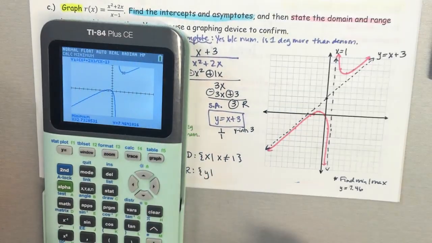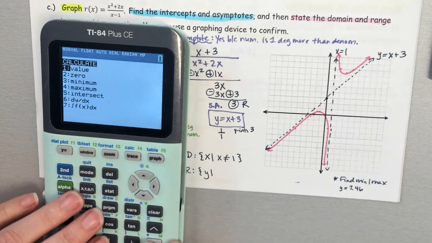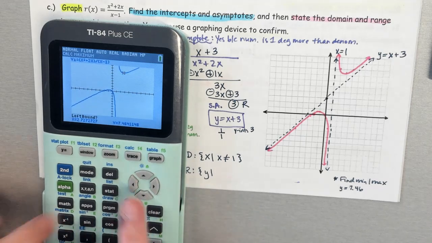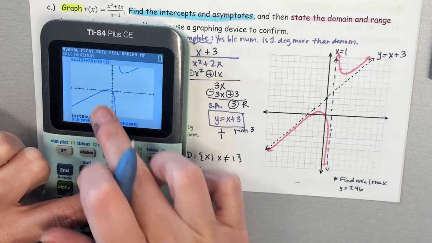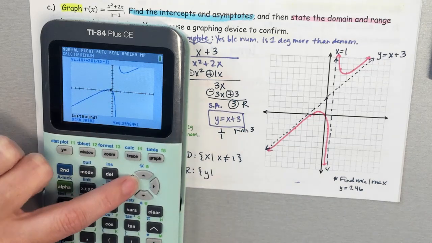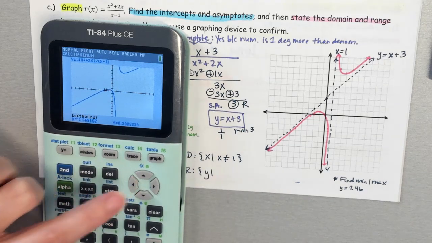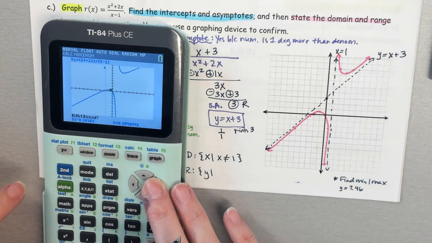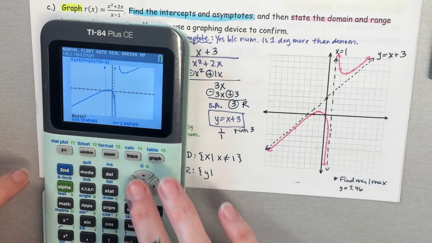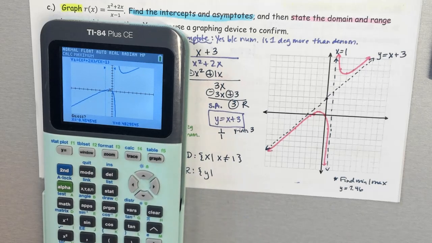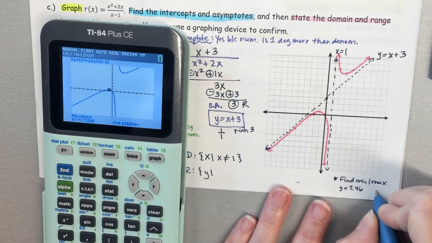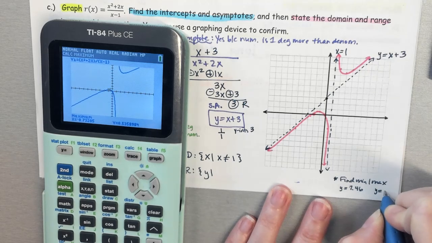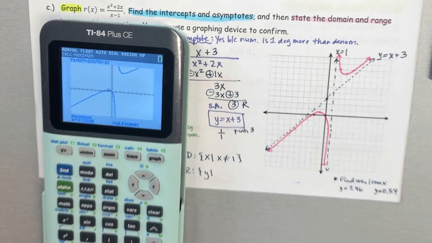And then we're also going to find the y coordinate of the maximum. So again, when you're doing this, I'm arrowing over to the left because I want it to the left here. And so I'm going to set my left bound and my right bound. And then once I set those bounds, it will find the highest point in between those bounds. So my max was y is 0.54.